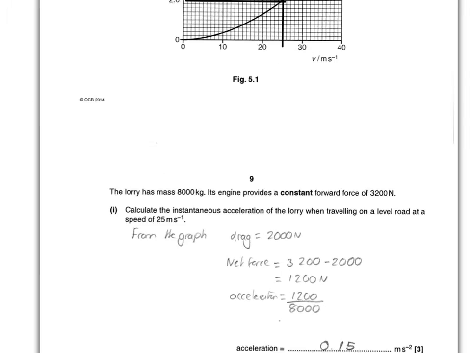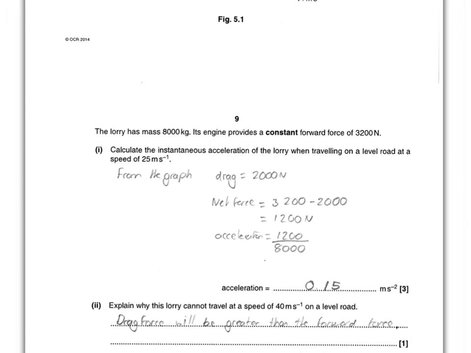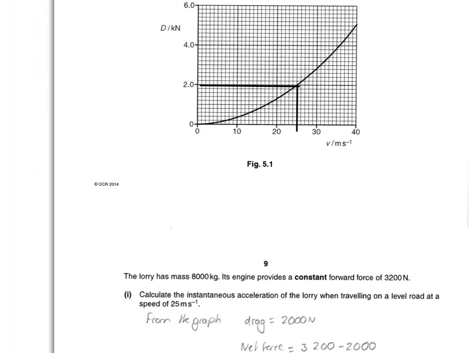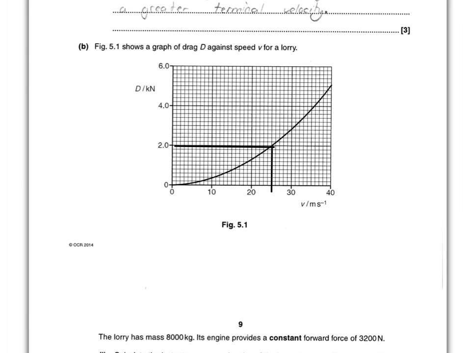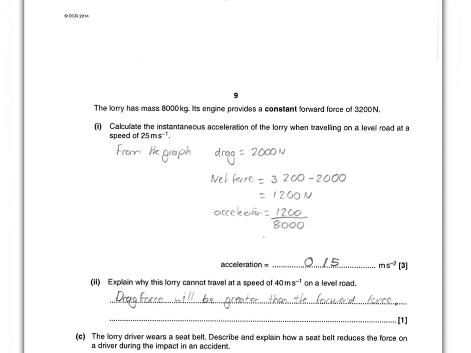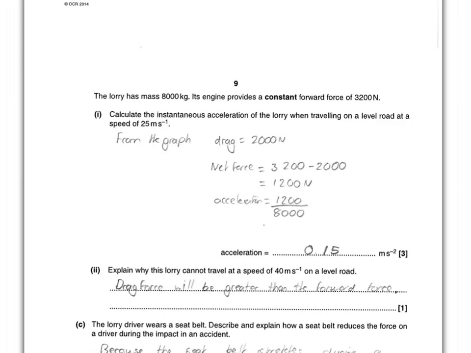For the next question, the lorry has a mass of 8,000 kilograms, its engine provides a constant forward force of 3,200 newtons, and you have to calculate the acceleration of the lorry when travelling on a level road at a speed of 25 meters per second. For this you need to work out the net force, and for that you need the drag from this graph, which, as you can see, at 25 is 2 kilonewtons, which is 2,000 newtons. So it needs 3,200 take away 2,000, which is 1,200.